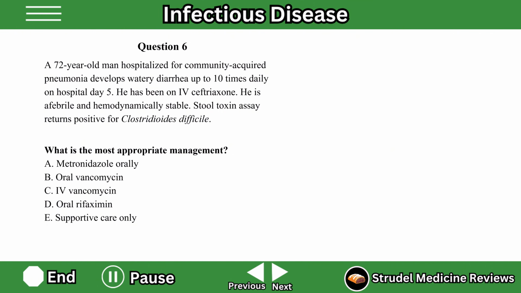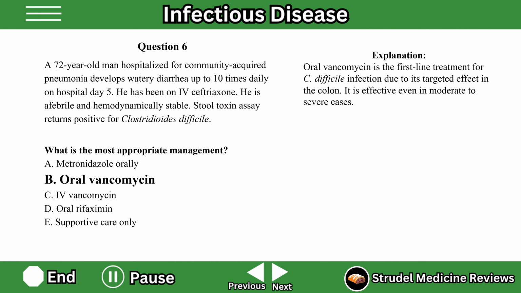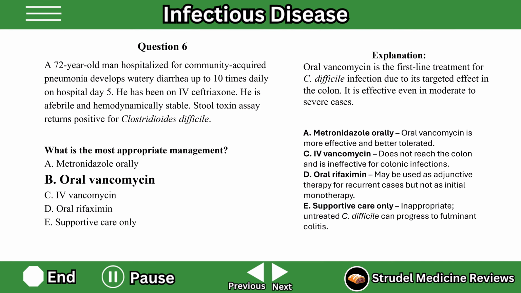So you should all be getting this one correct. The correct answer is B, oral vancomycin. That'll be your first line treatment for C. diff infection due to its targeted effect in the colon. It's kind of your best first line option on examinations.